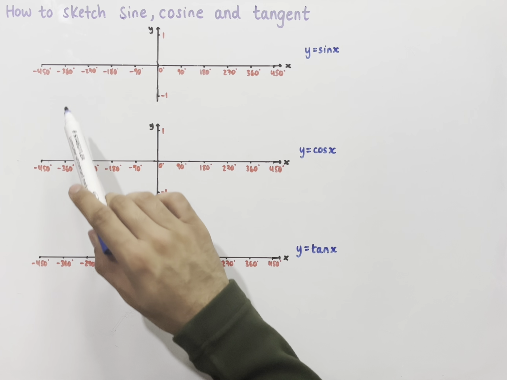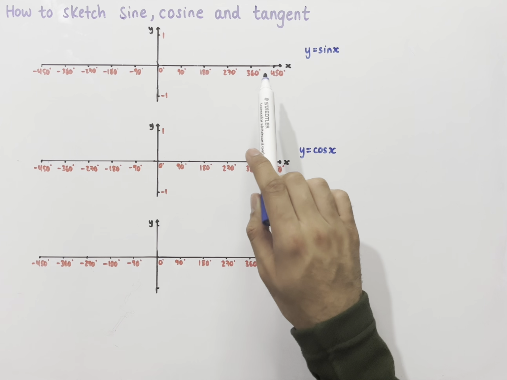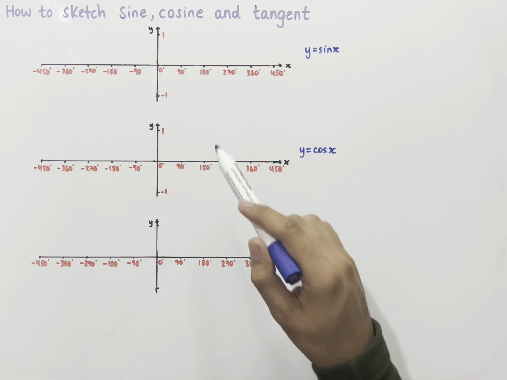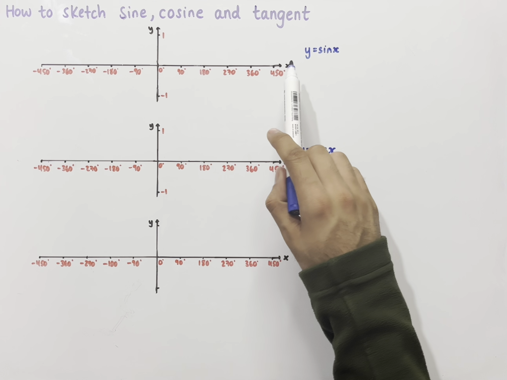Let's look at how to sketch sine, cosine and tangent. Now we're going to sketch these graphs for values between minus 450 and 450. However, all of these graphs do extend out beyond those values. So let's start with y equals sine of x.